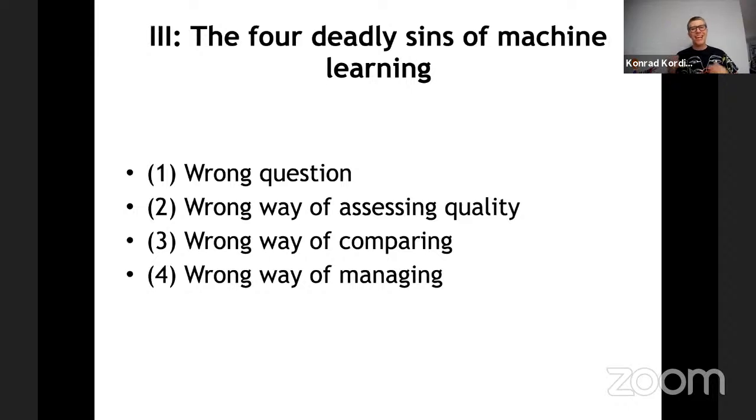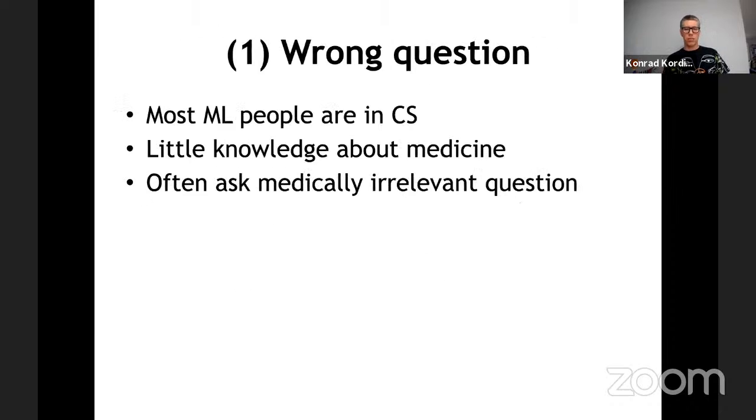So let me now talk a little bit about ways of doing machine learning wrong that are actually surprisingly common. There's cases where people ask the wrong question. There's wrong ways of assessing quality. There's wrong ways of comparing and wrong ways of managing the project. And I want everyone to be aware of these issues.